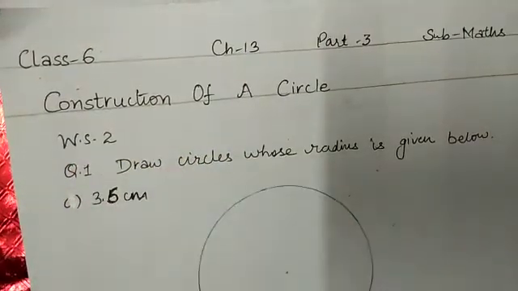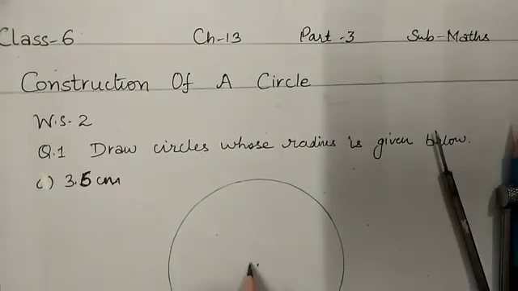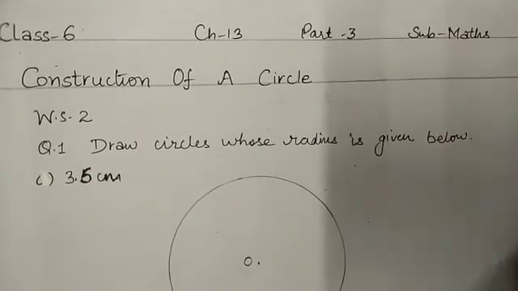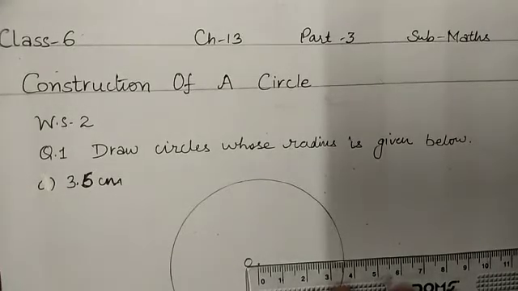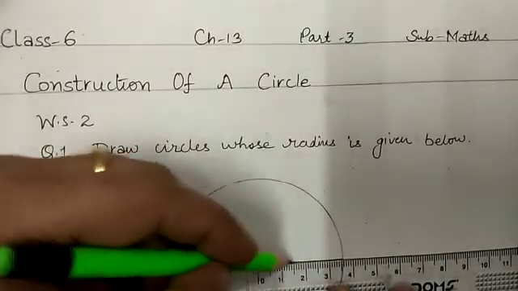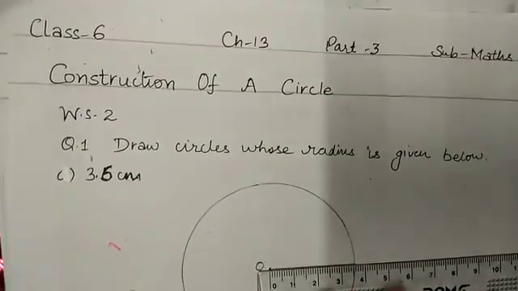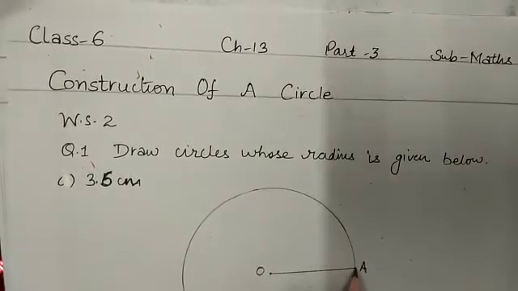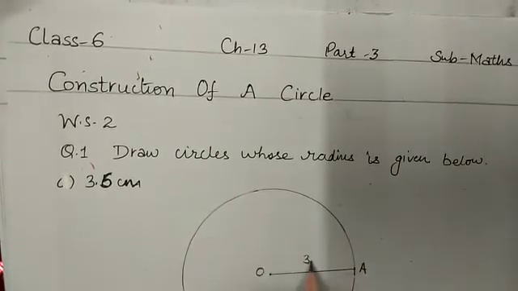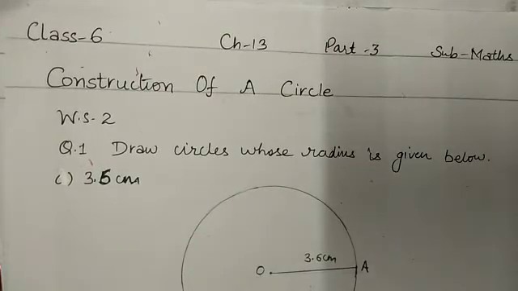Like this. Now, name this center as O. Using scale, draw this radius and name it as A, and we will mark here 3.6 centimeter. That is, the circle is of radius 3.6 centimeter.